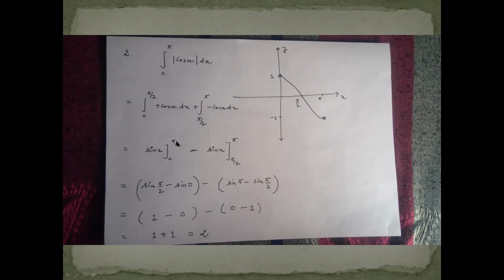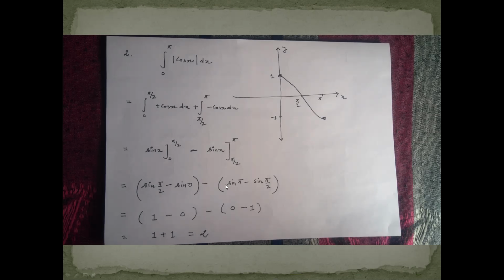Now substituting the upper limit, thereafter minus the lower limit, in the second part also, sine of pi, that is the upper limit, minus sine of pi upon 2, the lower limit. So solving this, sine pi upon 2 is 1, sine 0 is 0, minus as it is, sine pi is 0, sine pi upon 2 is 1. This is minus 1 now, minus into minus is plus 1, so 1 plus 1 is equal to 2. So ultimately we find the integral from 0 to pi of modulus of cos of x, the answer is 2.